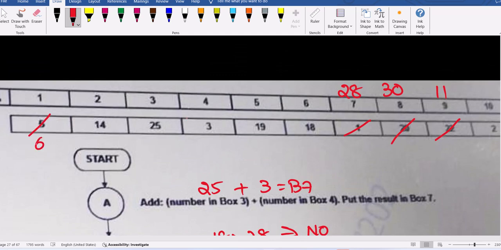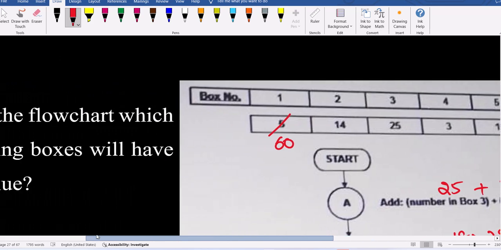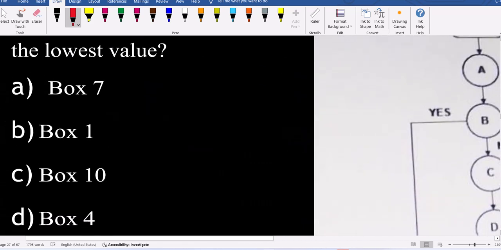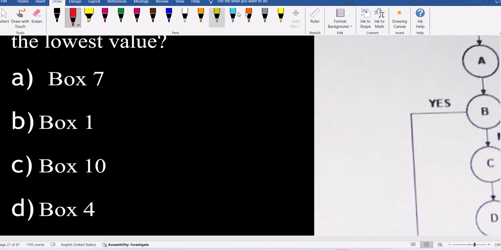So now one question is the least value at the end of the flowchart. Guys, which is having the least value at the end of the flowchart? Which box? Box 10, right? Box 10 is having 2. Box 4 is 3. Least at the end of the flowchart is box 10. Available option: box 10.